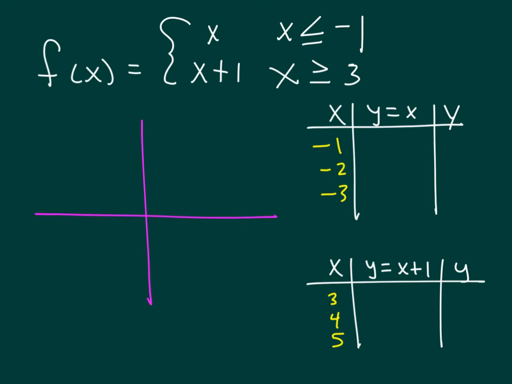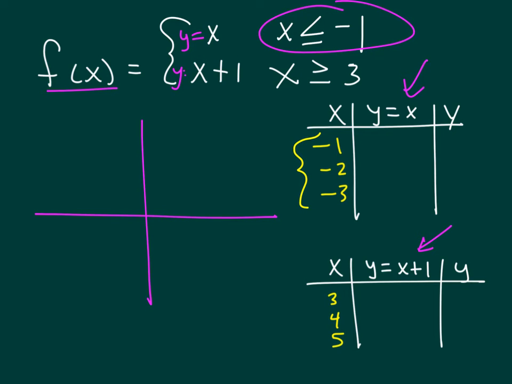Now, when doing a piecewise function, what you want to look at is you have f of x, which is another name for y. So what you end up having is y is equal to x, which is what I've put right here. And you also have y is equal to x plus 1, which is right here. Now, if you look at the restrictions, it's telling you what x values you can use. The first one is going to use all the x's that are less than or equal to negative 1. Well, if you notice, that's what I created right here. So let's plug those in.